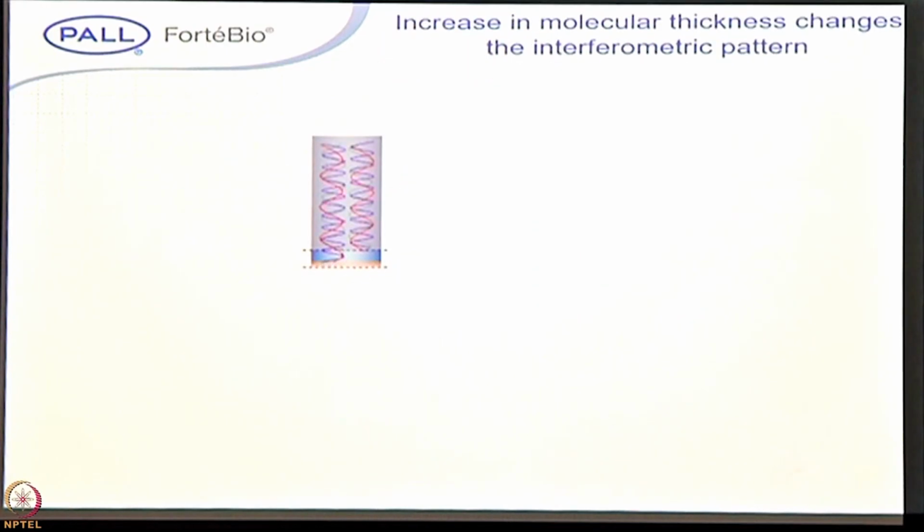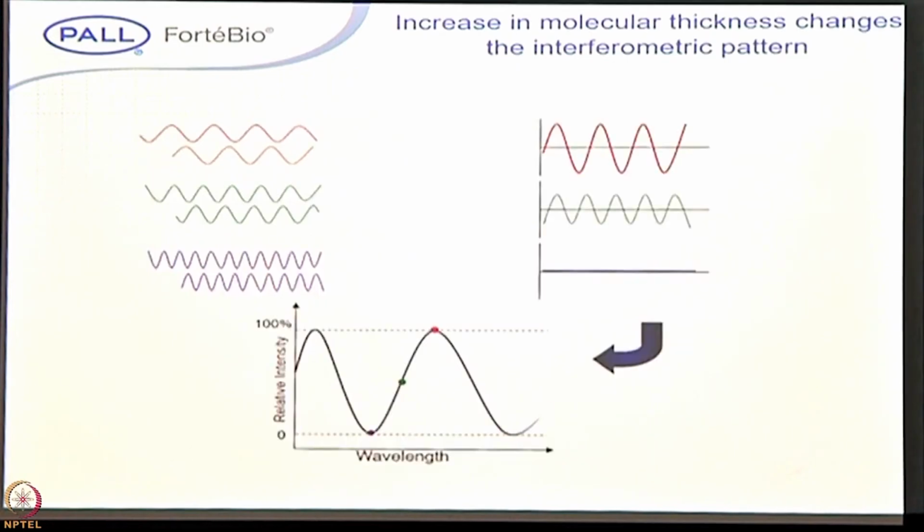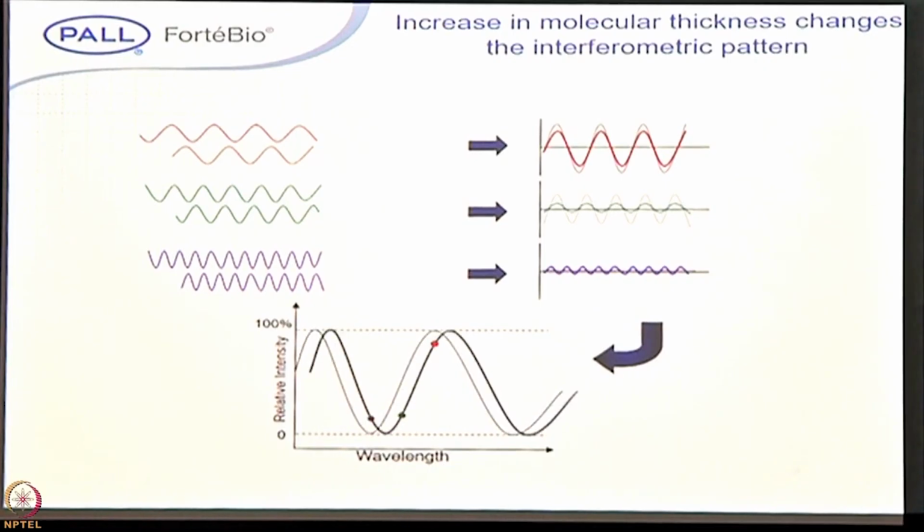So what happens when the same sensor is dipped into the corresponding binding partner? Earlier, light was reflecting only from the blue colored layer. Now you can see there is one more orange layer, which is also reflecting. Once again, if you look at all these waves, earlier the plot was like this. As the molecule starts binding to the sensor surface, you can see there is a shift in the interference pattern.